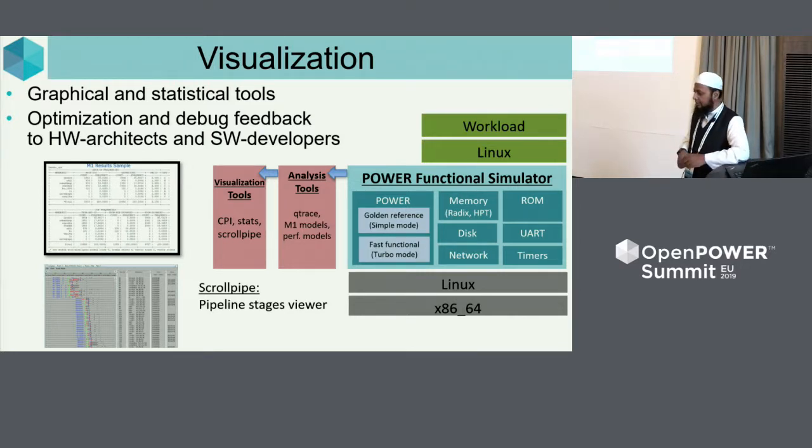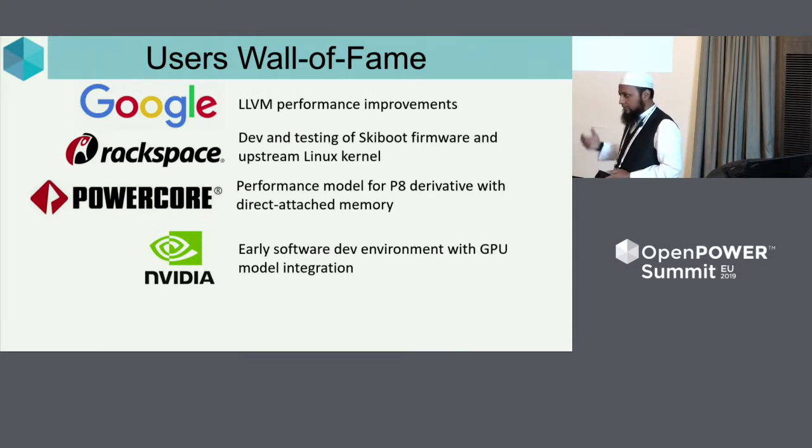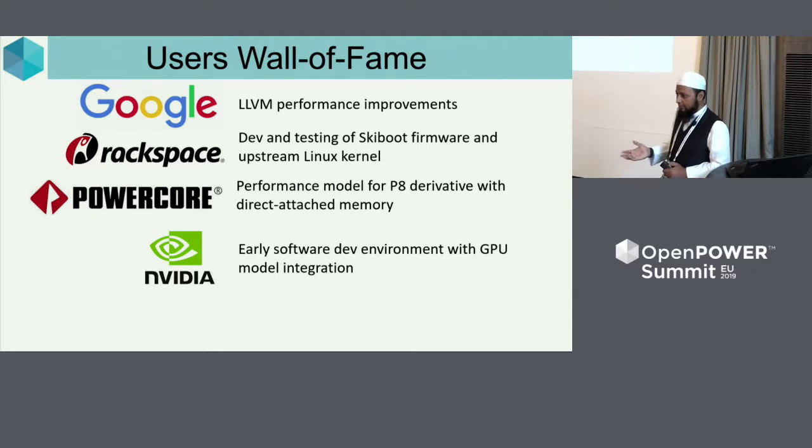As I mentioned earlier, there are many industry users and multiple academic users. I'm just going to show some of the well-known users who have worked on it. For example, Google used this Power functional simulator to optimize LLVM for the Power platforms. Rackspace developed and debugged Skiboot and Linux using the functional simulator.